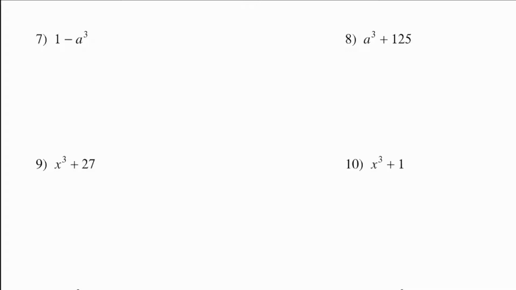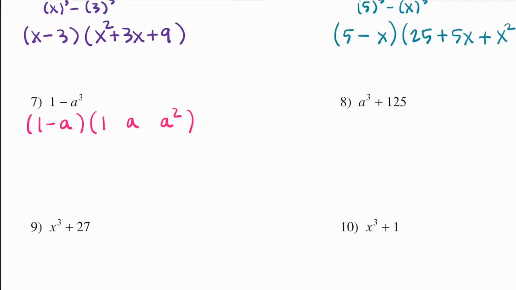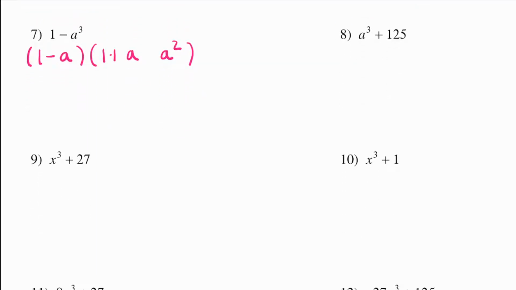Alright, the next two, 1 minus a to the 3, so that's 1 to the 3 minus a to the 3. So I'm going to have same, 1 minus a, 1 squared is 1, 1a and a squared, same, opposite, always positive. a to the 3 plus 125, that's a to the third plus 5 to the third. And so I'll have the same, opposite, and always positive.